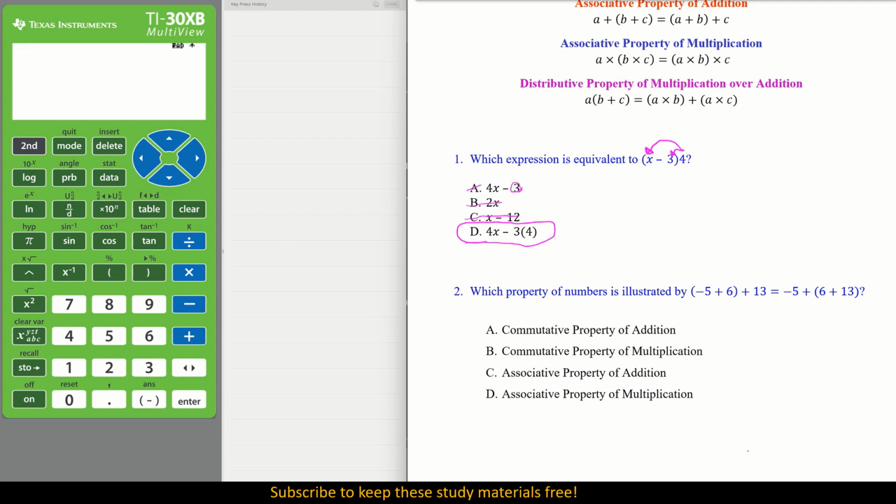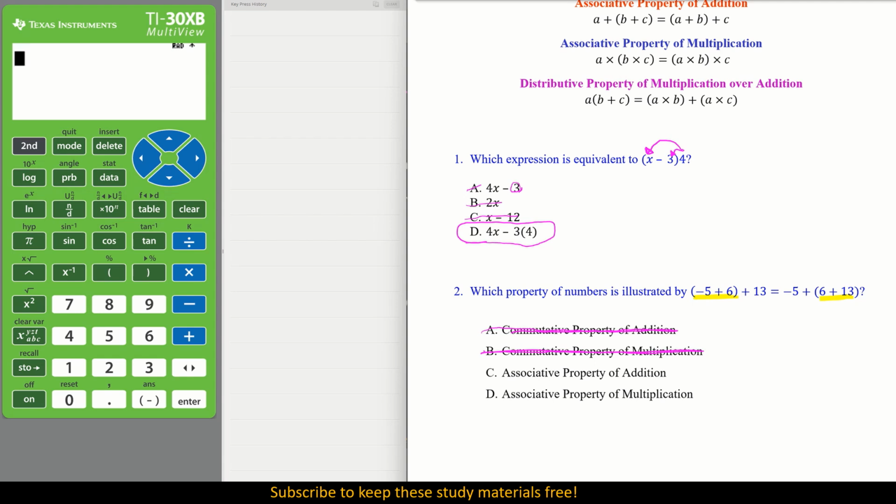What we have is, what do we do first? Well, on the left-hand side, we're going to take -5 plus 6, okay? On the right-hand side, they're saying 6 plus the 13. Well, the position of the numbers is not changed. So that tells me that we are not using the commutative property at all. Nor do we have, in option B, multiplication.